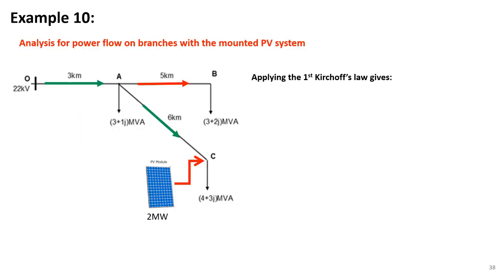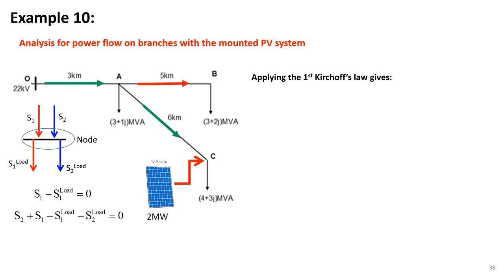Let us review the formula for a general node. At a node, the total inward and outward power flows must be 0. When we add in other power flows, the rule is still maintained. So now, applying this rule to node B, we can see that SAB is 3 plus 2J.